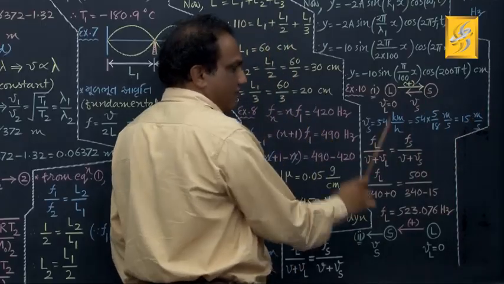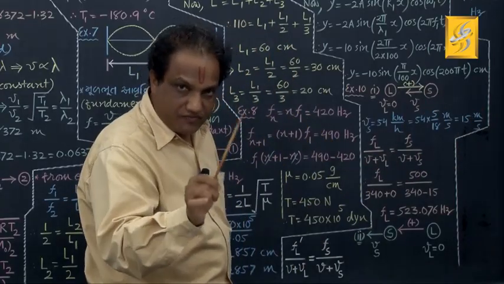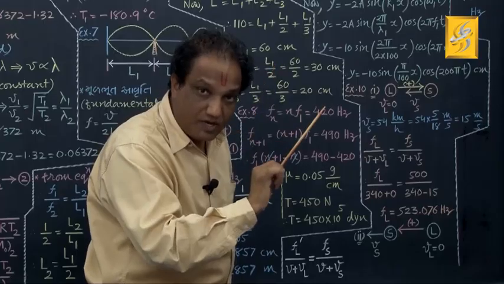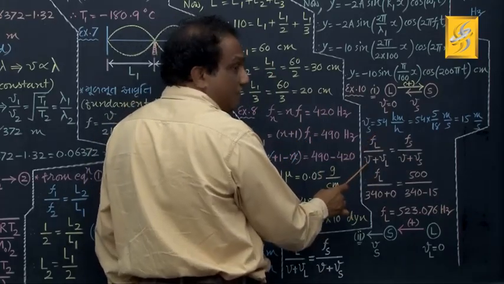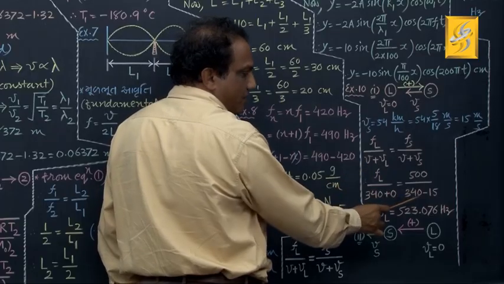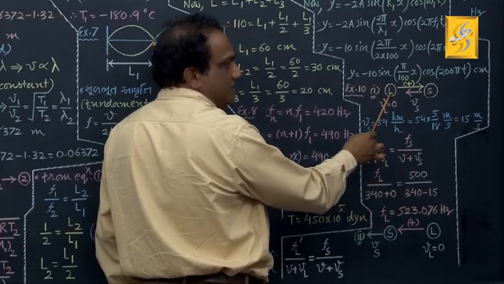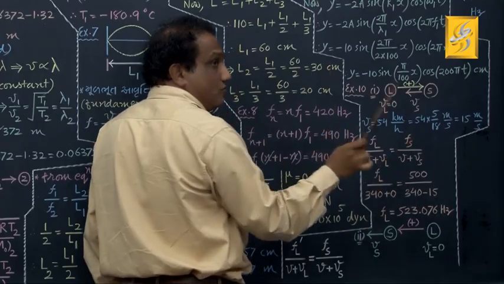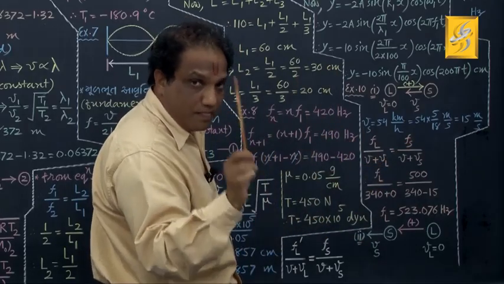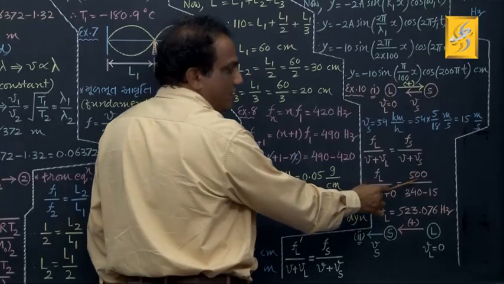Standard formula, FL upon V plus VL equals Fs upon V plus Vs. FL as it is. What about velocity of sound? They have given 340 meter per second. Because the listener is at rest, VL is 0. This is the frequency of sound actually generated from the source. That frequency they have given, 500 hertz.